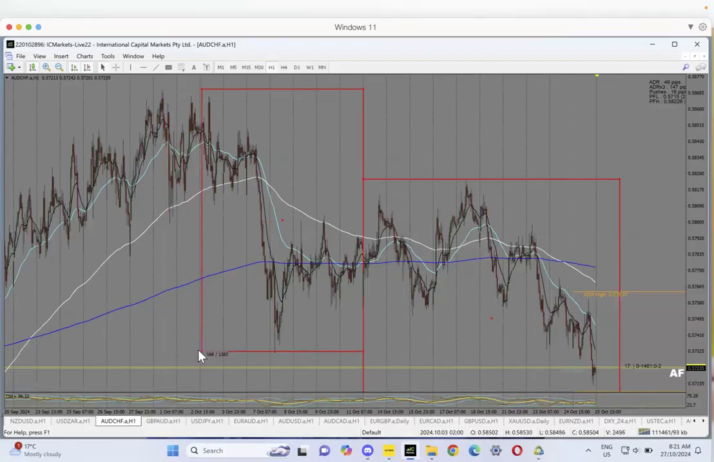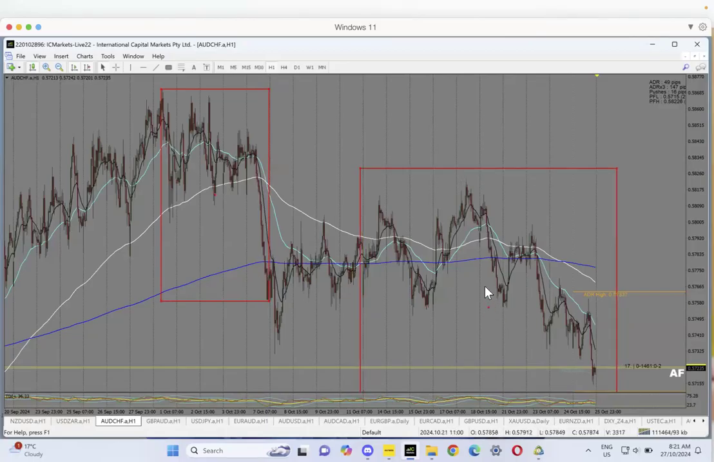There is only one drop to the downside, this one right here. And then after that, the market continued with its consolidation. That is why I say, when you move to a smaller time frame, you then correct. So that means this is probably my second drop.